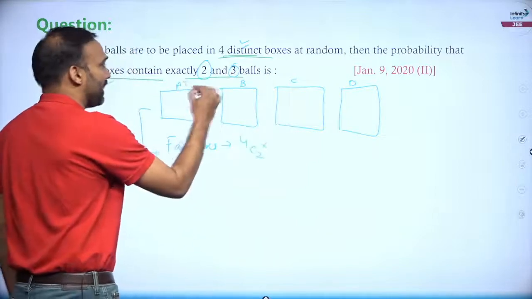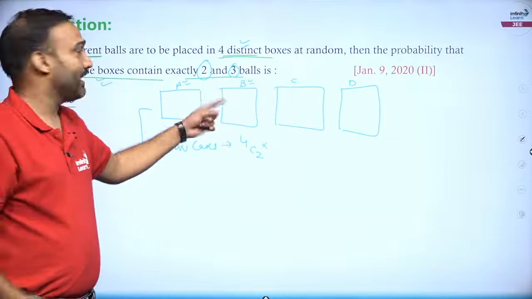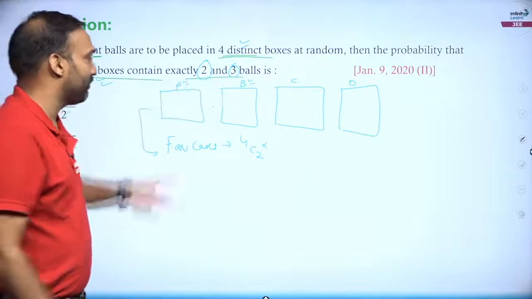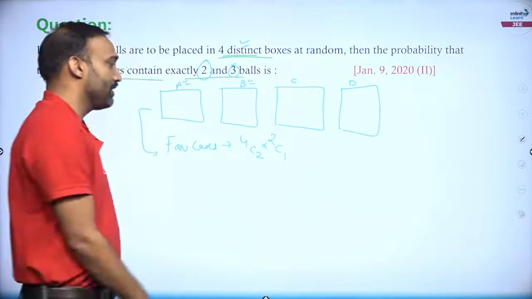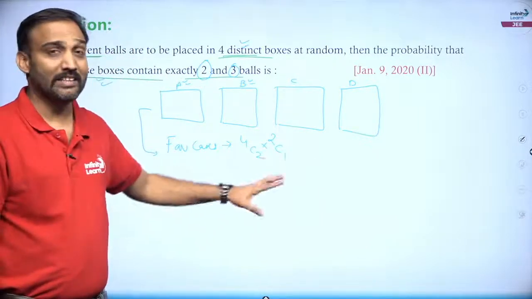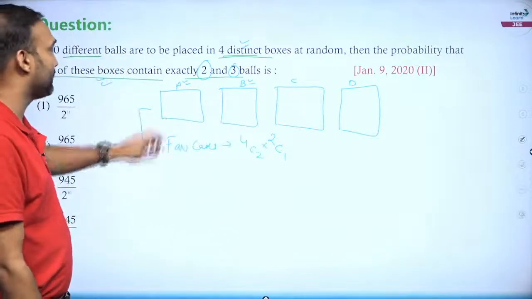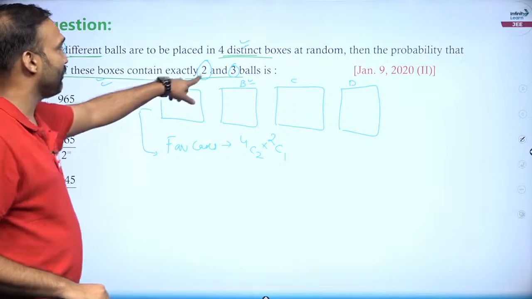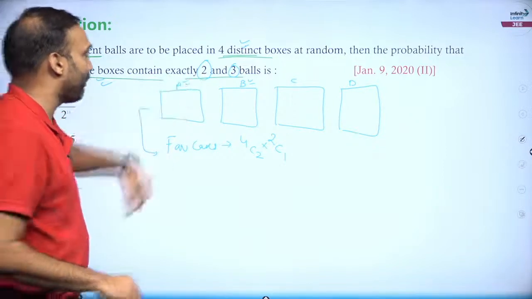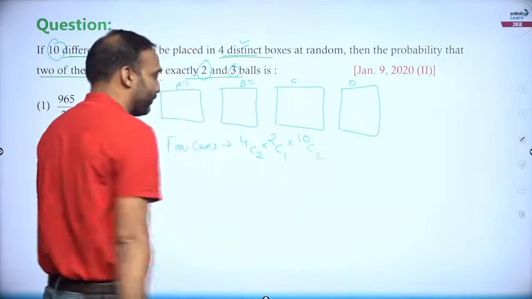Let's say A and B are being picked, right? Now, out of these 2 boxes, we have to pick which one will have 2 and which one will have 3. So the selection of box with 2 balls is 2C1. Now, I have selected only the boxes, right? So, I have to distribute the balls now. How many balls do I have? 10. Now I have to pick 2 balls and drop them in one of these boxes. So I will select 2 balls out of 10, 10C2.